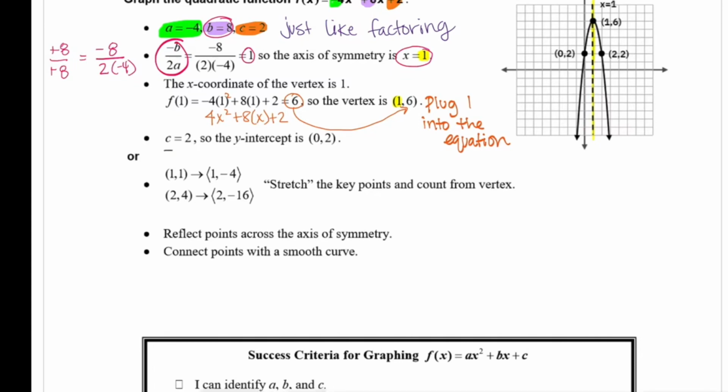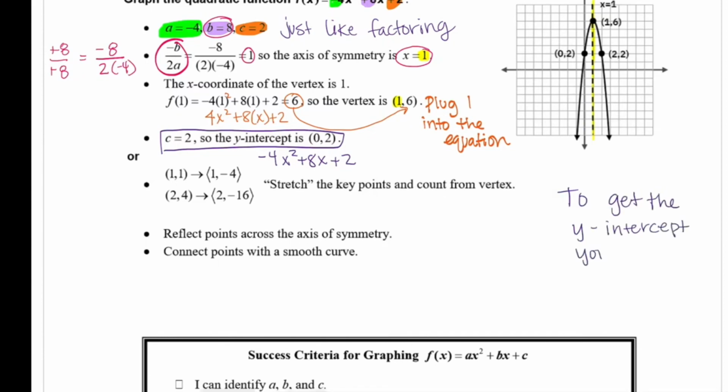Now, there's 2 ways you can do this. If my c is 2, that is going to be my y-intercept. So my equation is negative 4x squared plus 8x plus 2. Now, whenever we're finding a y-intercept, what we're doing is we're plugging a 0 in everywhere there's an x. Because on the y-axis, x is 0. So by doing that, we get the point 0, 2.